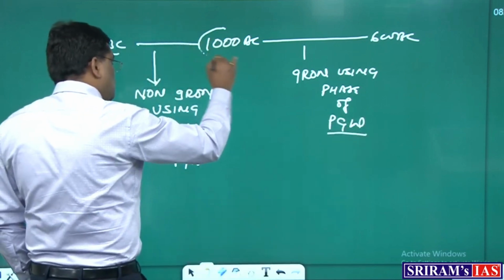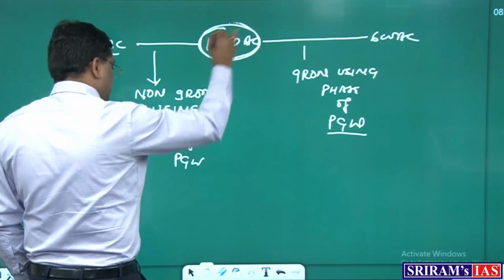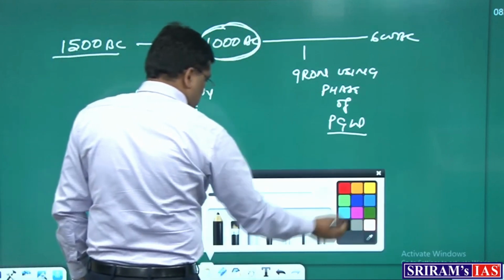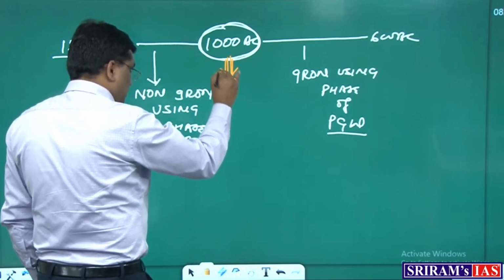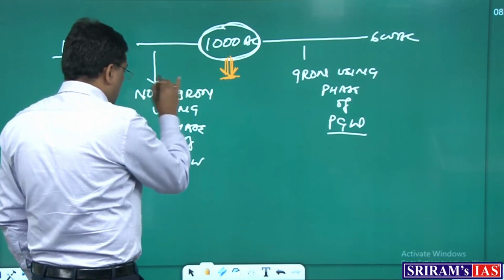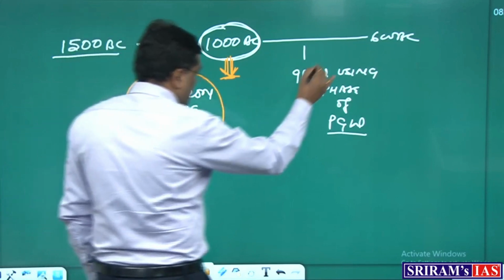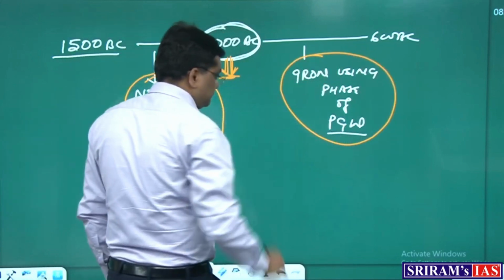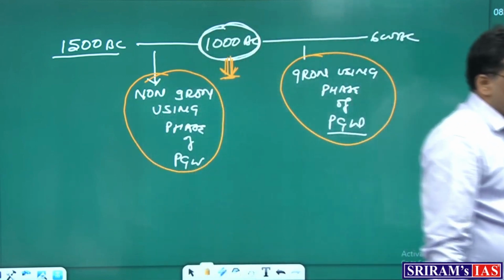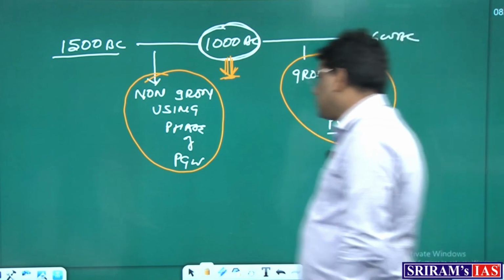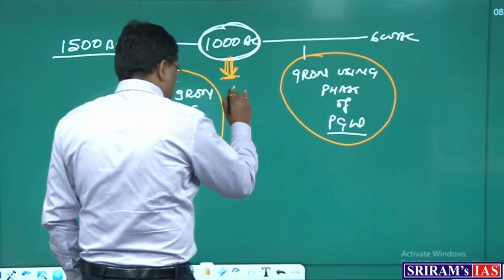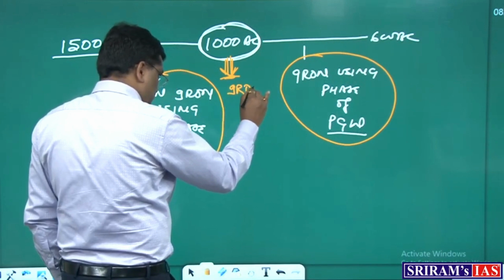Okay, so 1000 BC is the mark that distinguishes the use of iron and the use of non-iron. So non-iron using phase of PGW and iron using phase of PGW, 1500 BC to 1000 BC. Because here iron came into existence and it had a huge impact.